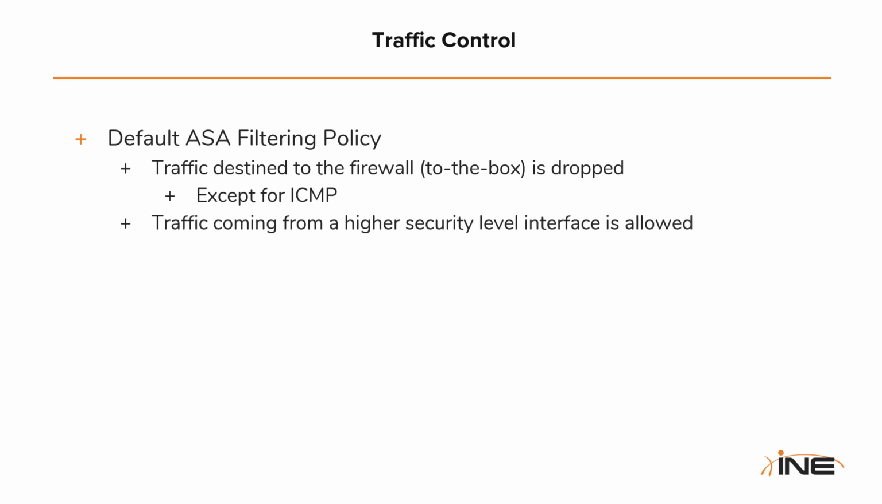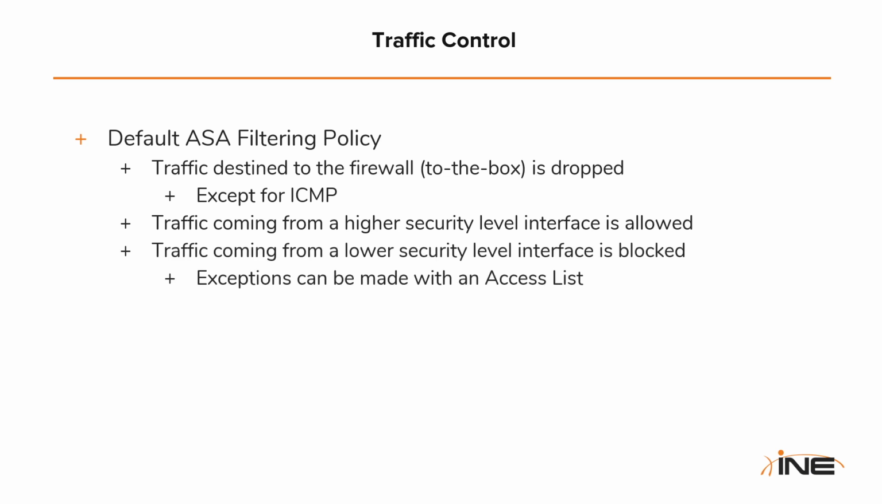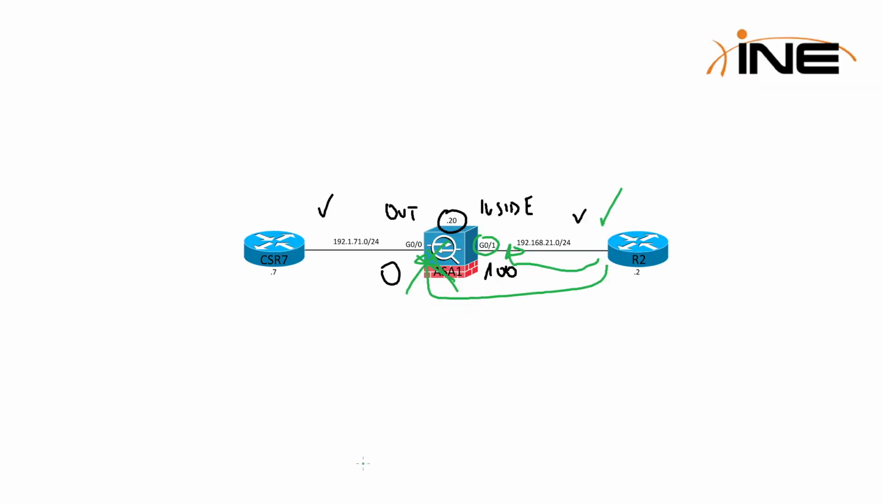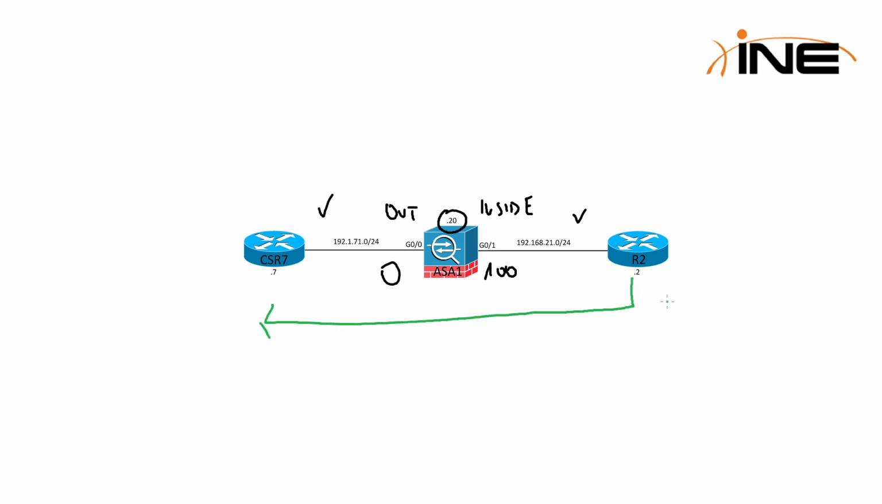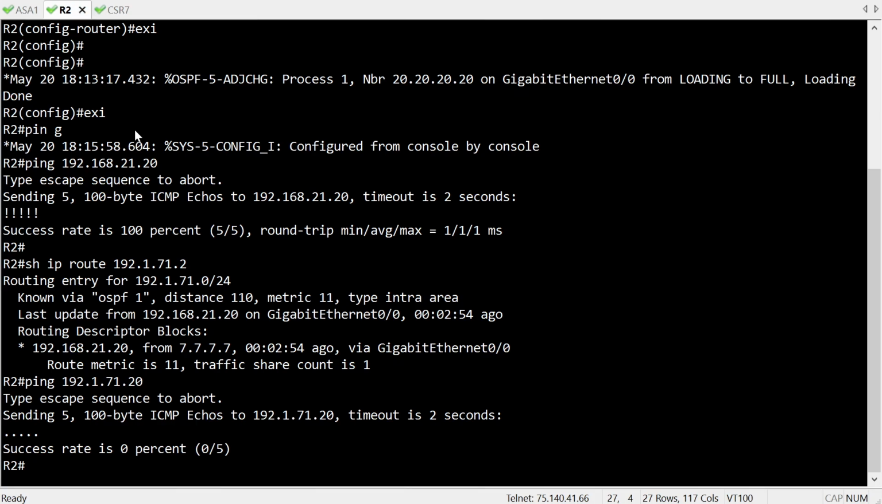Now, when it comes to data plane filtering, we've got pretty much two rules that we have to remember. As long as the communication is coming from a higher security level interface of the ASA, and it is destined to a lower security level interface, it is going to be allowed. What it means is that if I were to telnet from 2 to 7, we should see that this is going to be allowed. We can actually quickly test this.